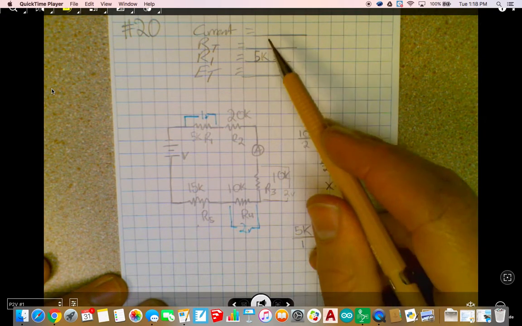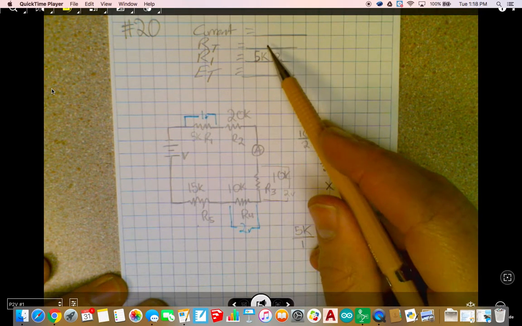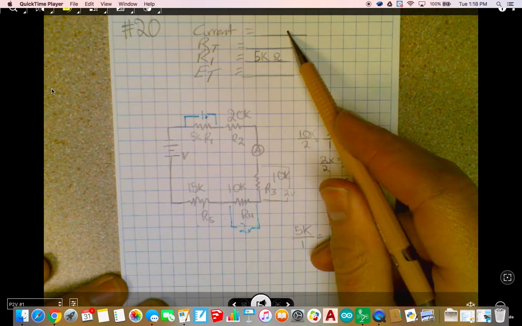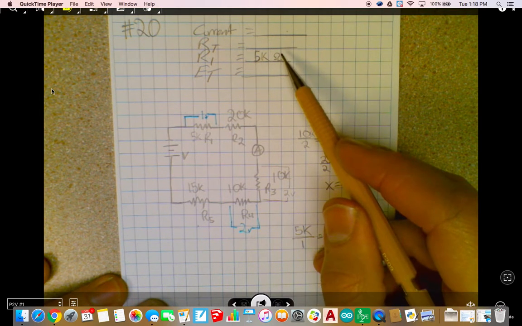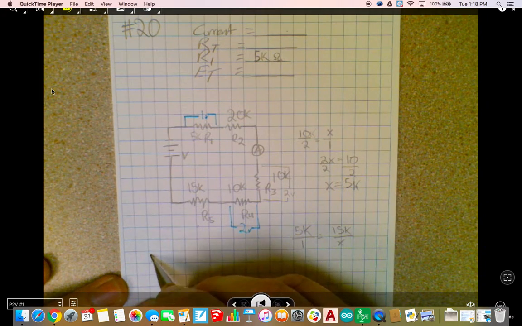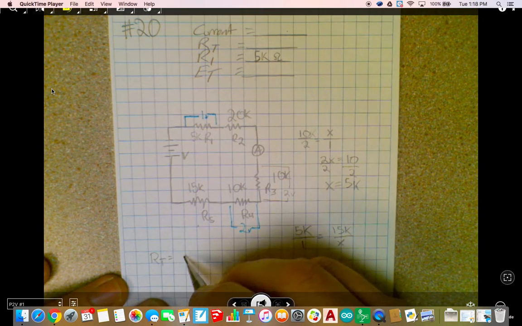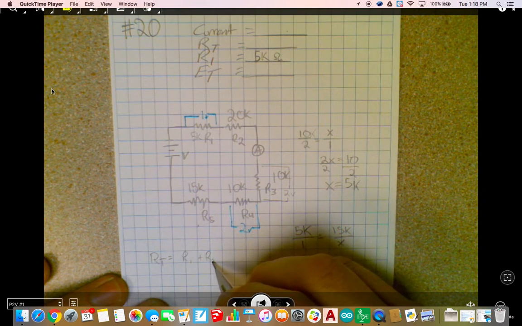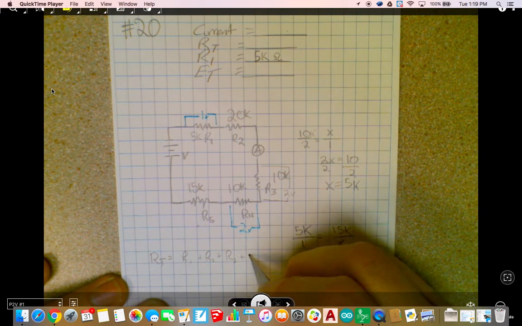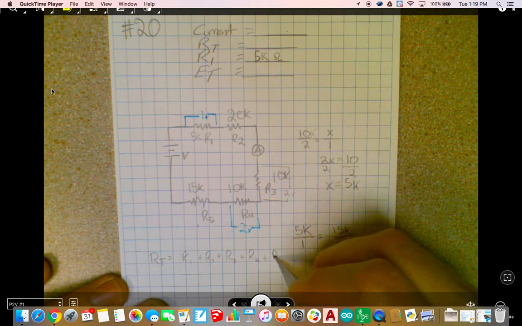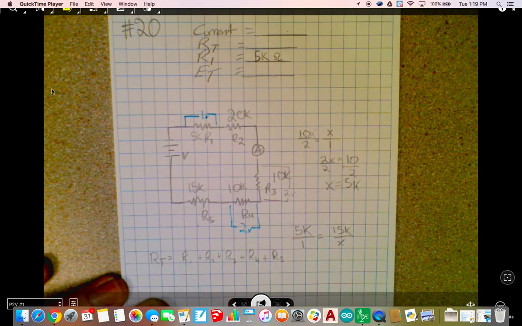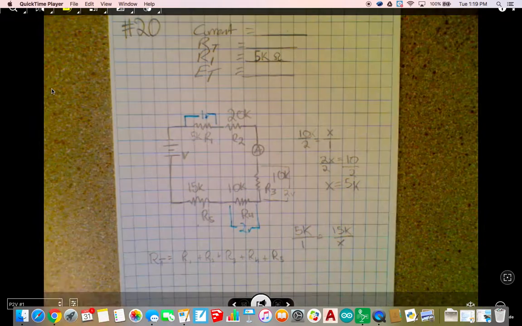If you know your voltage total and your resistance total, you can find current. Okay, so resistance total again is R1, R2, R3, R4, and R5. You have all 5. Very easy now to solve that. So you'll have to answer all 4 of those questions.